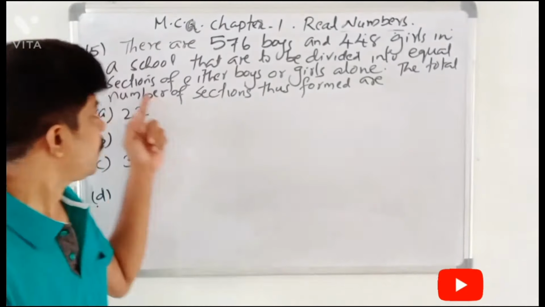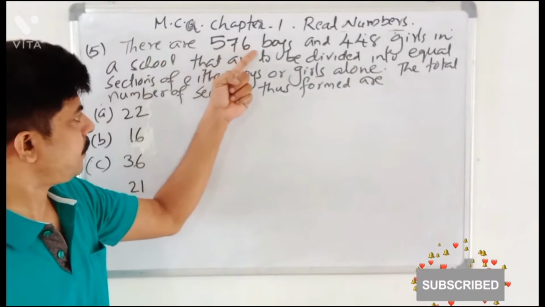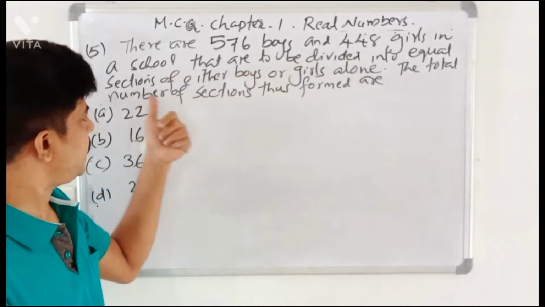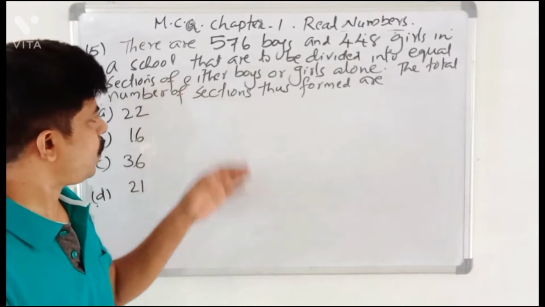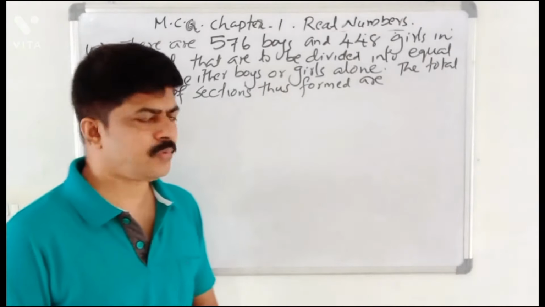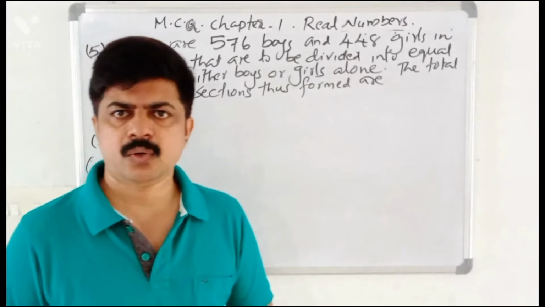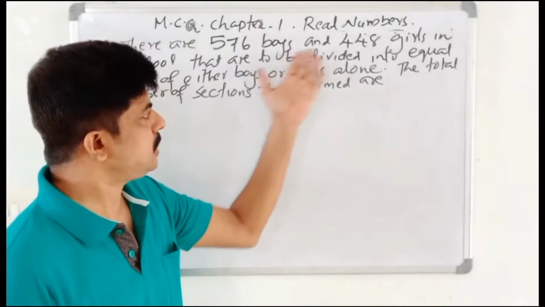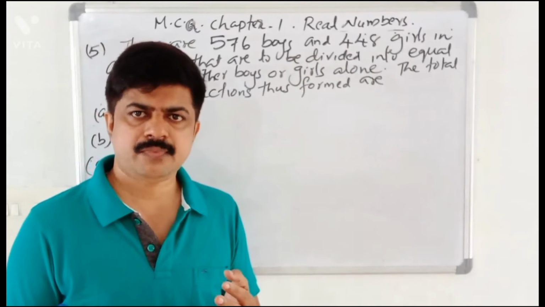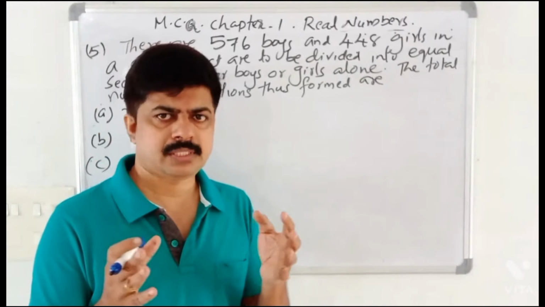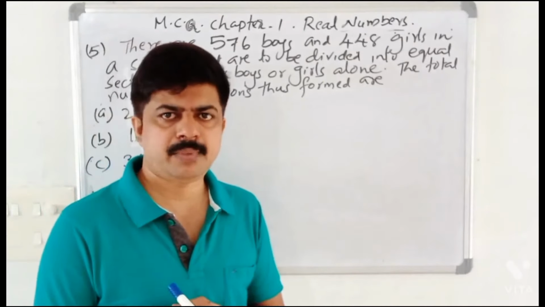Okay, our next question is, there are 576 boys and 448 girls in a school that are to be divided into equal sections of either boys or girls alone. The total number of sections thus formed, we have to find. How many sections can be formed with these children? In girls sections, there should be only girls. In boys sections, there should be only boys. Like that, how many sections can be formed?